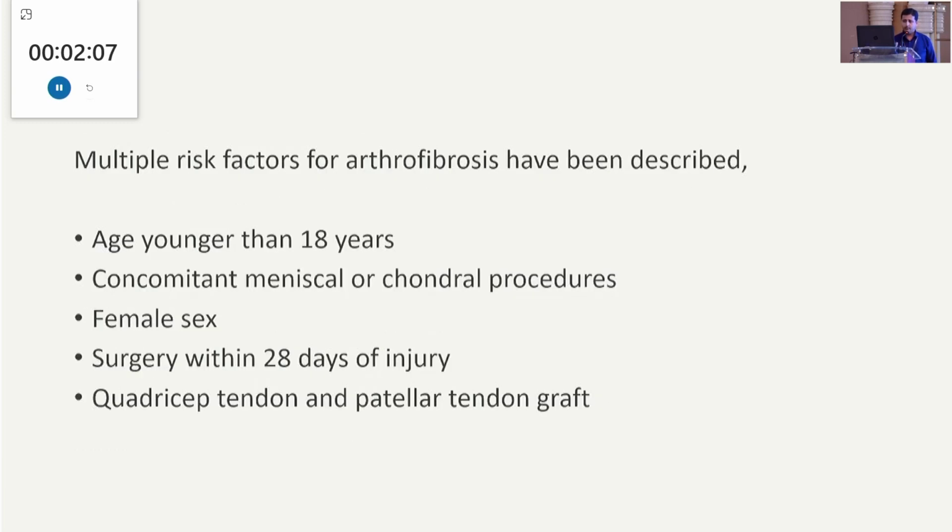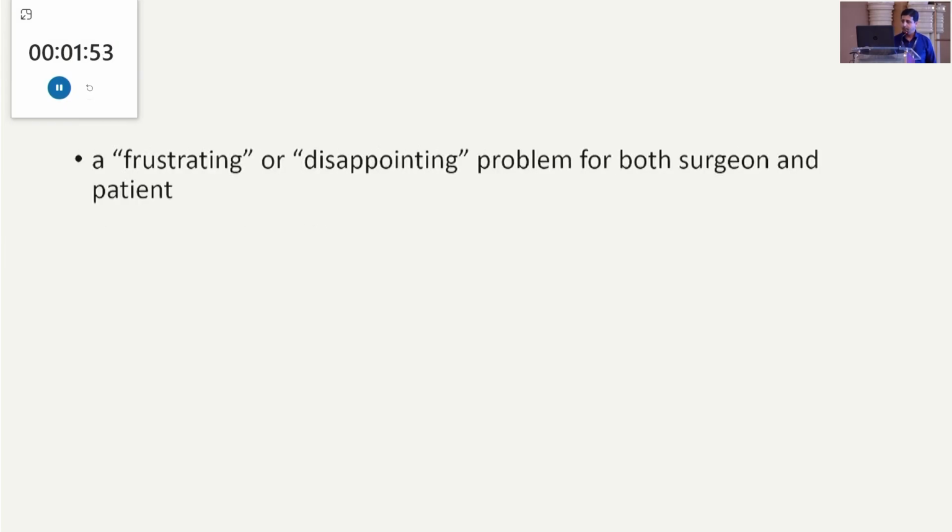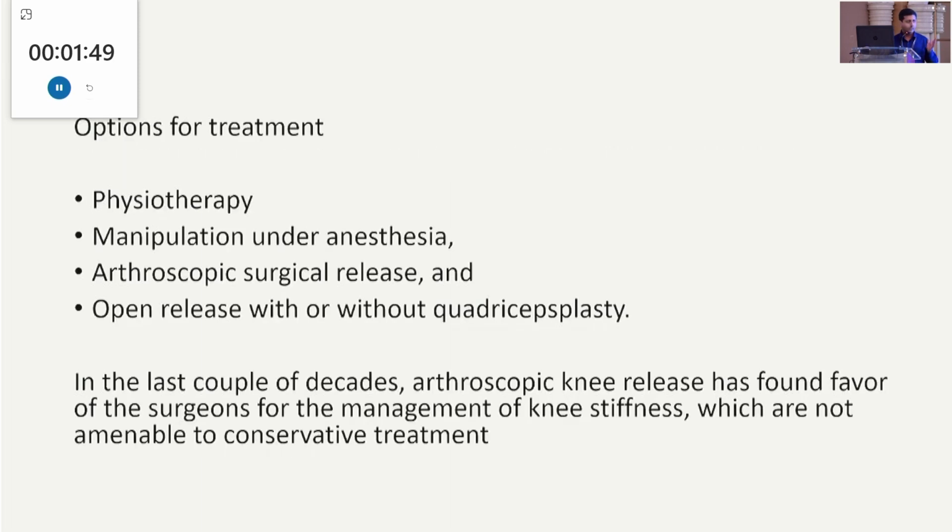Risk factors reported in the literature include age younger than 18 years, concomitant meniscal or associated procedures, female sex, early surgery, as already discussed, and quadriceps tendon allograft, which may give more arthrofibrosis. Obviously it is frustrating and disappointing for both surgeons and patients. Now what to do? We have different options: physiotherapy, manipulation under anesthesia, arthroscopic release, and open release. As I said earlier, you can hardly find literature to support open surgery as a primary procedure when dealing with arthrofibrosis.